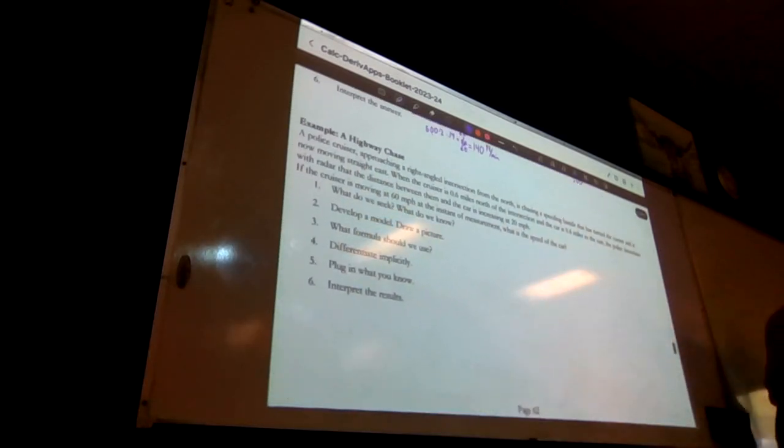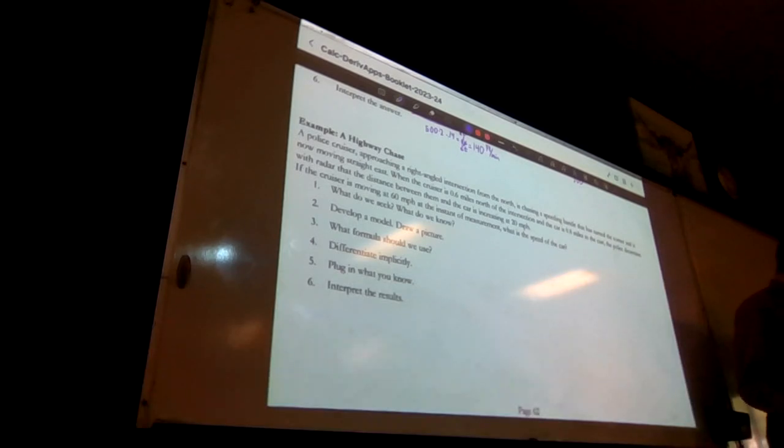A police cruiser approaching a right-angled intersection from the north is chasing a speeding bandit that has turned the corner and is now moving straight east. When the cruiser is 0.6 miles north of the intersection and the car is 0.8 miles to the east, the police determine with the radar that the distance between them and the car is increasing at 20 miles per hour. If the cruiser is moving at 60 miles per hour, at the instant of measurement, what is the speed of the car? So we're looking for the speed of the person who's run.